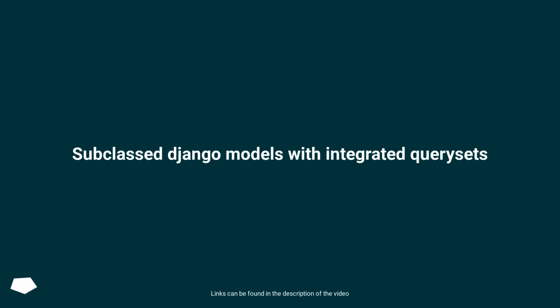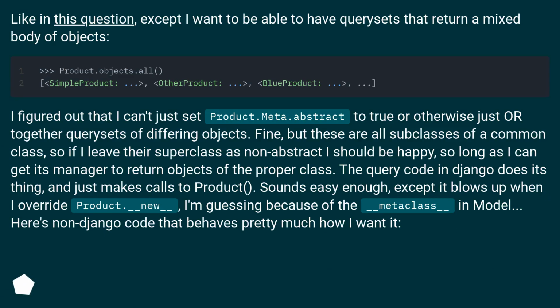Subclassed Django models with integrated query sets. Like in this question, except I want to be able to have query sets that return a mixed body of objects. I figured out that I can't just set product.meta.abstract to true or otherwise just OR together query sets of differing objects. Fine, but these are all subclasses of a common class, so if I leave their superclasses non-abstract I should be happy, so long as I can get its manager to return objects of the proper class.